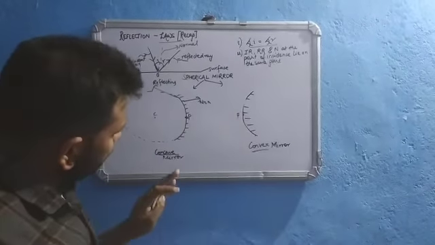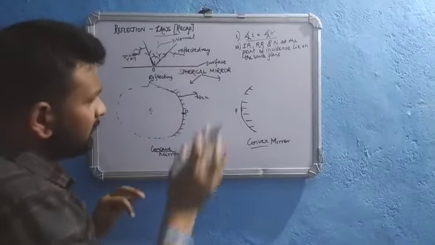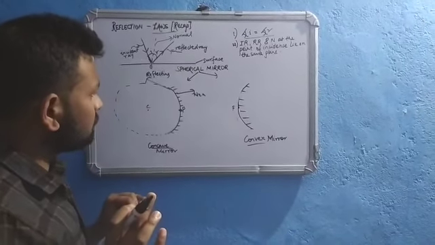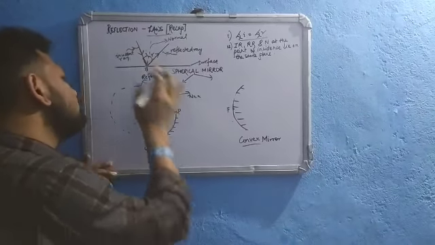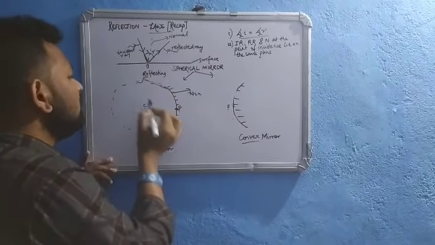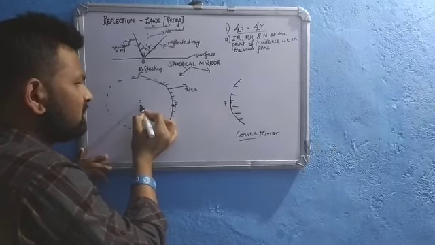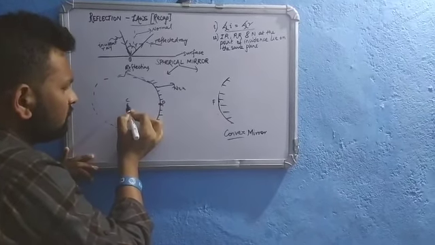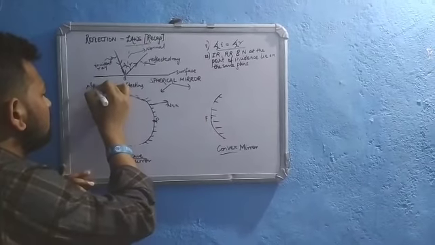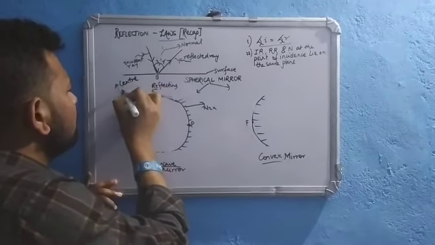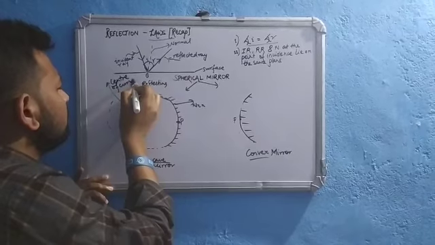Before going into the details of these spherical mirrors, we have to discuss some technical terms associated with them. Had this been a complete sphere, the center would have been somewhere here. This center is called the center of curvature. Technical term: center of curvature.